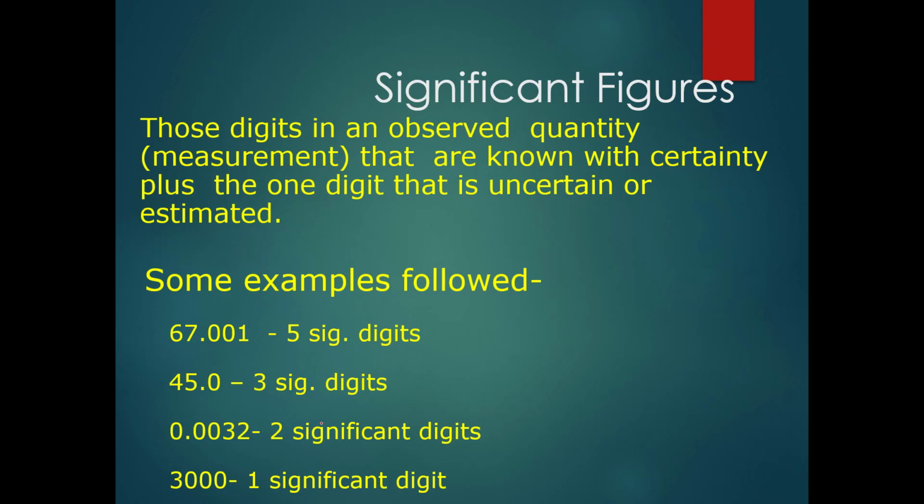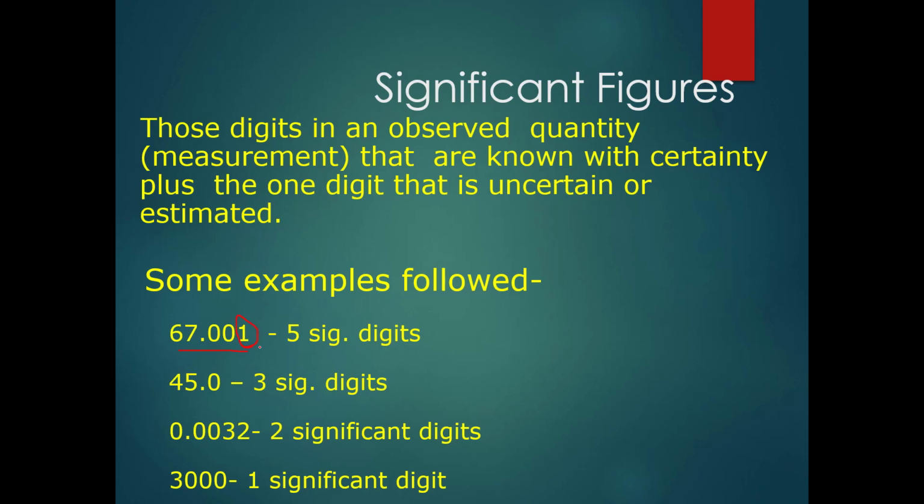Now you see, there are a few examples. Instead of learning some specific rules, I would suggest you to understand it with some examples. Here you see, the first example is 67.001. So even though there are two zeros after the decimal point, I have successfully measured this one.